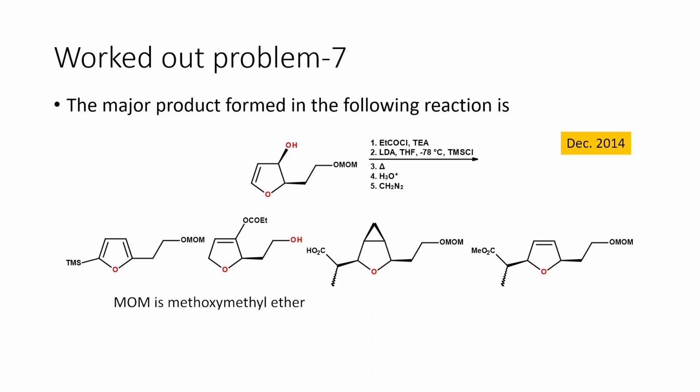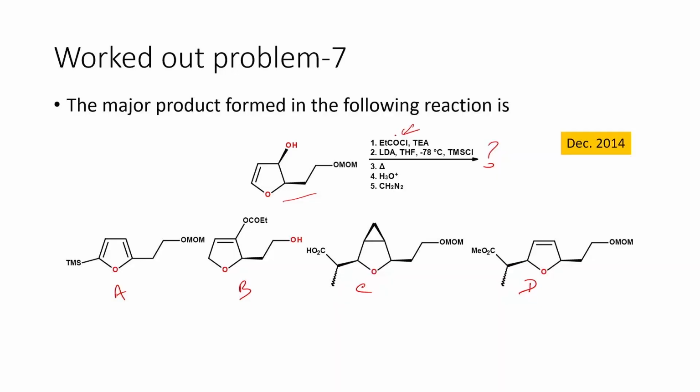Here the question is: what is the major product formed in the following reaction? We have a hydroxy derivative that is given here, and this undergoes various steps to give an intermediate. We have 4 different options, A, B, C, D, and we are going to see how each step will proceed. This question was asked in December 2014.